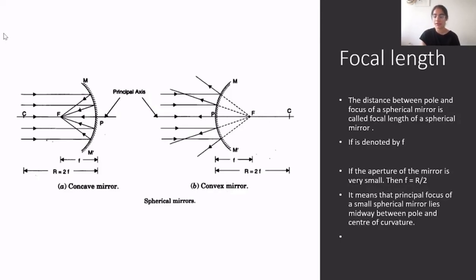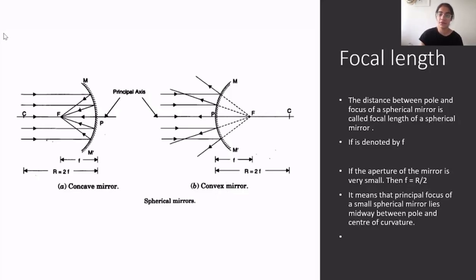It means that the principal focus of a small mirror lies midway between the pole and the center of curvature. Because if you take the distance between the center of curvature and the pole, where the pole lies on the spherical mirror, a part of this sphere, this distance will be the radius of curvature. And we know that the distance between the pole and focus of a mirror is the focal length. Hence, when the aperture is very small, this distance is r by 2, f equal to r by 2.